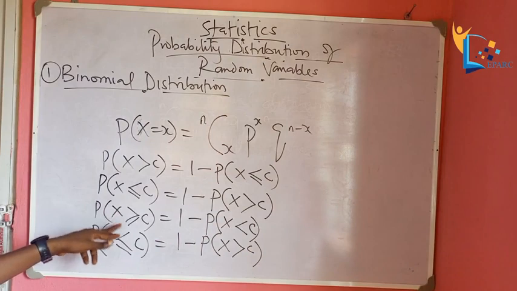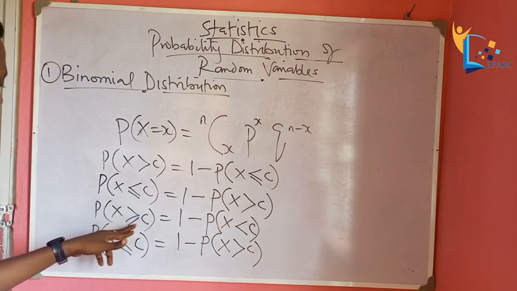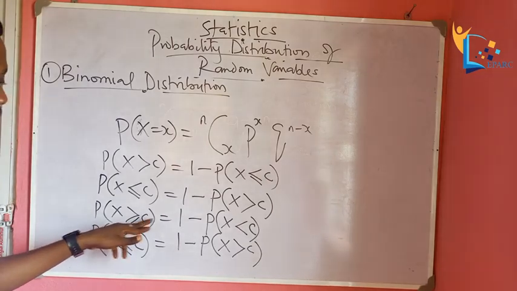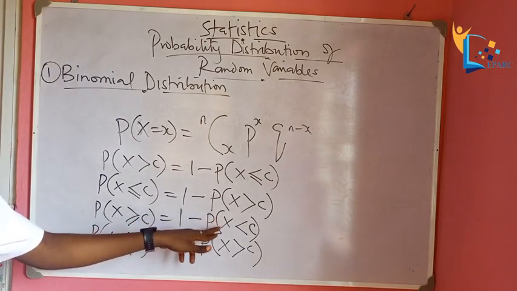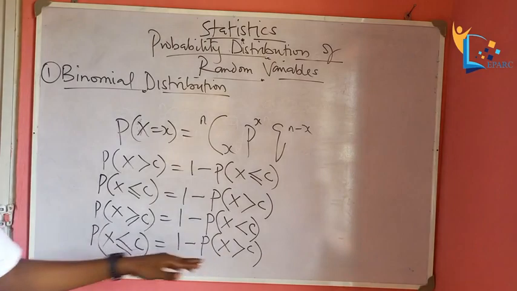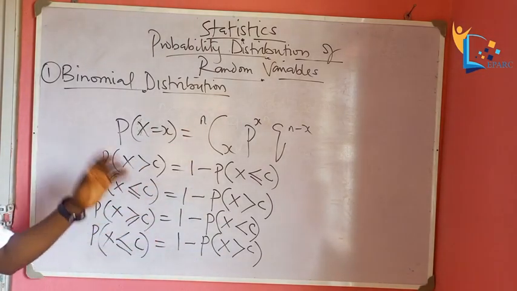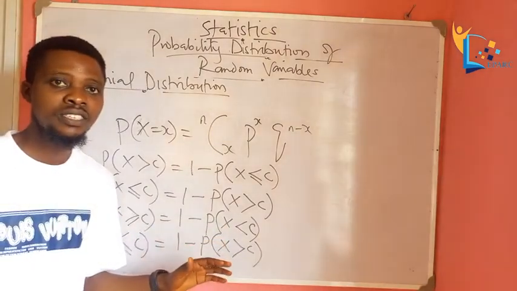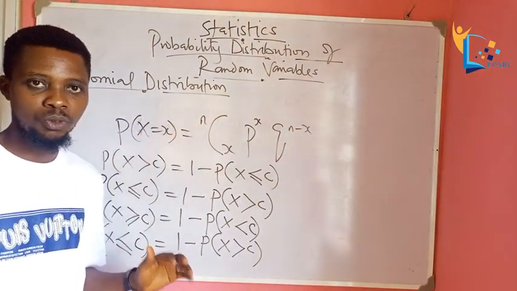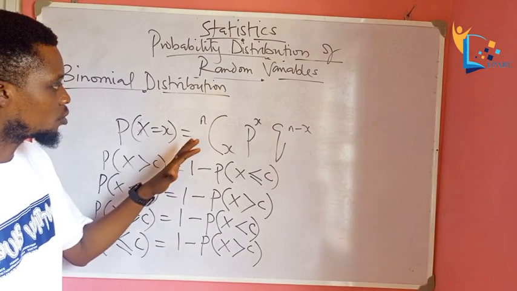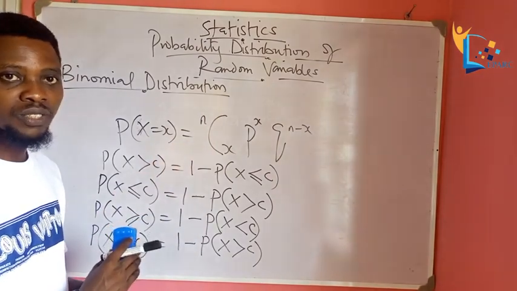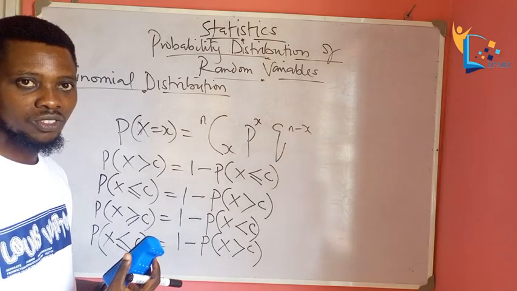So P(X ≥ C) is equal to 1 minus P(X < C), and all that. So this will help us in solving problems on binomial distribution. So note this down. I'm going to wipe off now so that we can solve the questions.